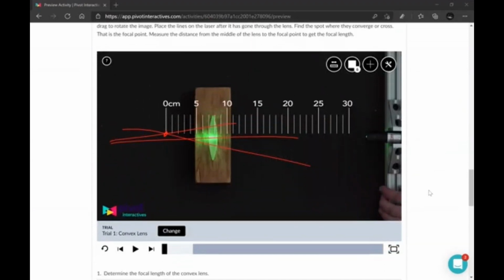Does Pivot save what you leave the lines on once you submit it? It doesn't. That's why it's not like a graph where you can leave it like that. It doesn't do that. So that's why doing the screenshot is the best way of me seeing what you did.